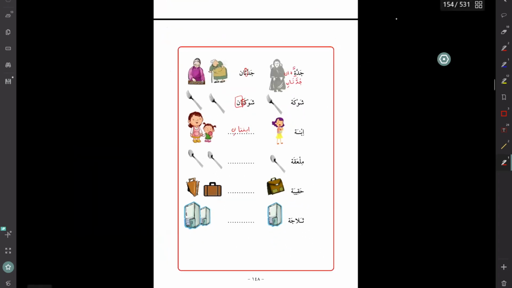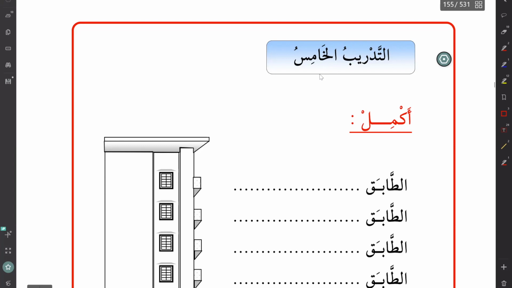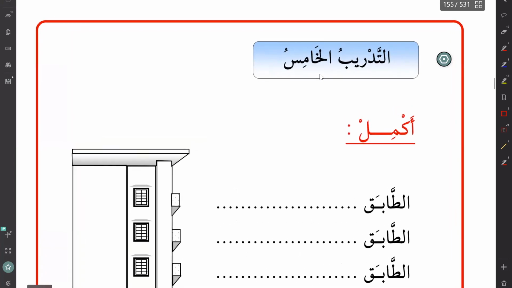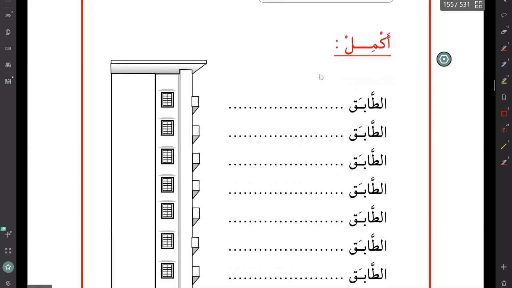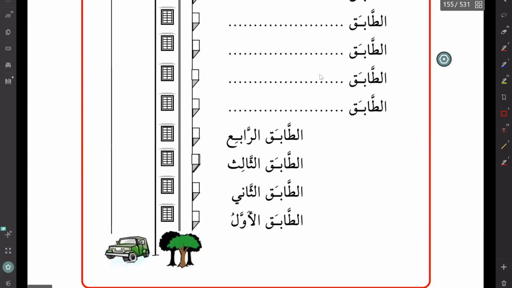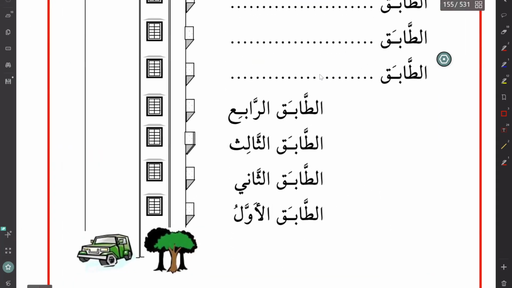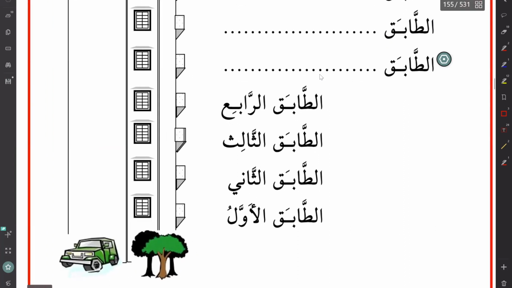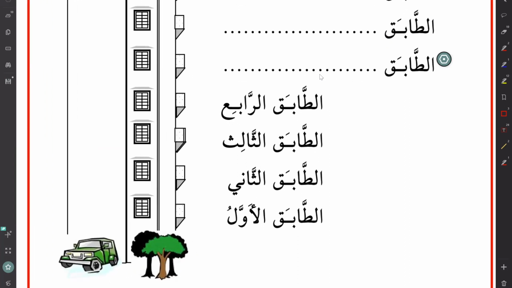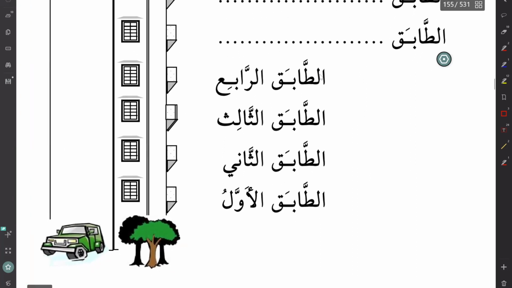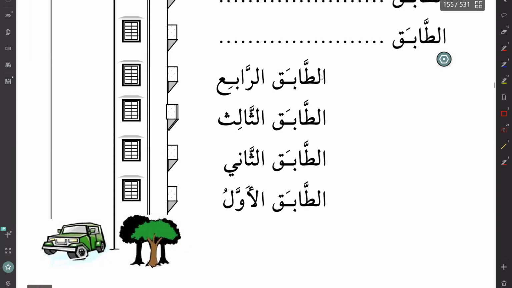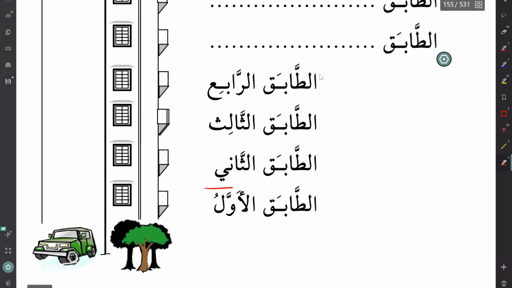Right now, the next exercise is at-tadrib al-khamis. It says akmil. So it looks like we have our ordinal numbers, right? Remember, you say first, second, third, fourth, these kinds of numbers. One of them we've seen in the exercise, it was this one, at-tabaqu thani. Remember? What does at-tabaqu thani mean? The tabaq meant what?